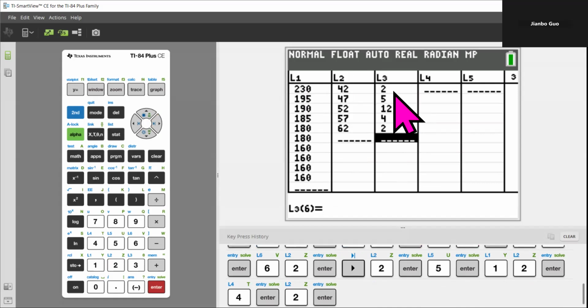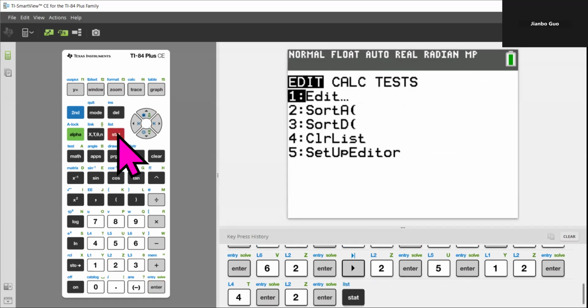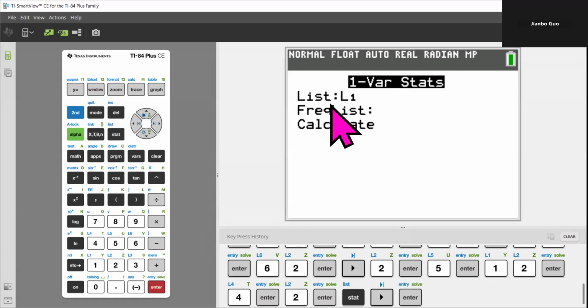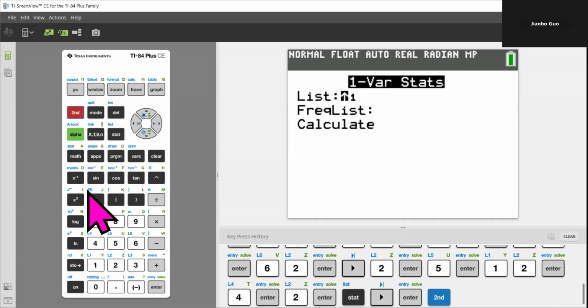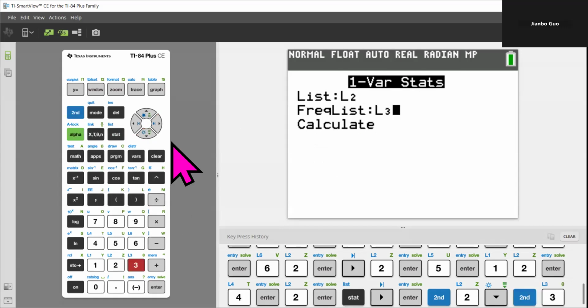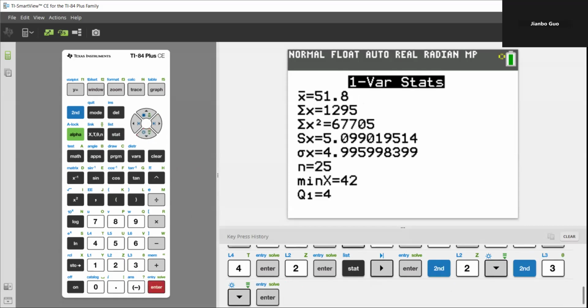L3 has the frequencies. Once we have the entries ready, we go to stat again, calc, one variable stats, and this time the list is L2: second 2. The frequency list is L3: second 3. Then calculate. The mean is 51.8. It should be the same as the result if you manually calculate using the formula.